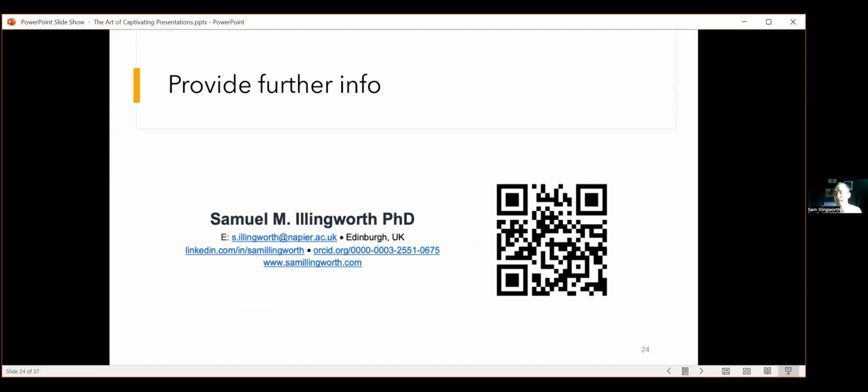And then finally, provide further information. So you're not always going to be stood next to your poster, and it might be that somebody's looking at your poster whilst you're talking to somebody else. So I always have information about yourself, about the study, and try to include a QR code. People can just take a photo of your poster, but I tend to make a QR code, which you can just do online. And the QR code tends to either link to my personal website, samillingworth.com, or to the research paper that I'm presenting, so that people can find out more information and they can get in contact with me if they need to as well.